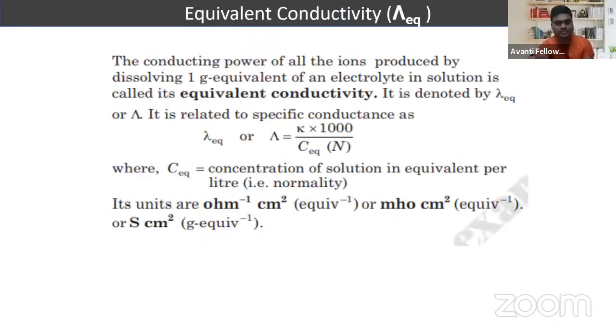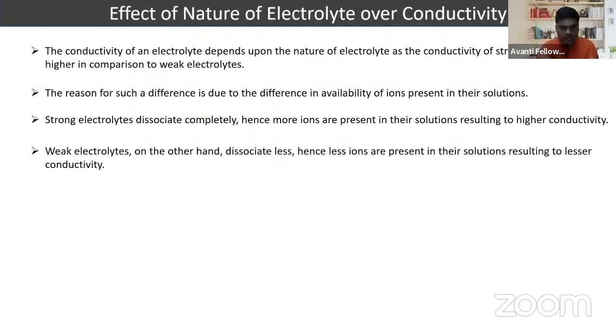Right. Now, what is equivalent conductivity? Basically, the conducting power of all the ions produced by dissolving 1 gram equivalent of an electrolyte in solution is called equivalent conductivity. It is denoted by lambda eq. It is related to the specific conductance as follows. Right. Where CEQ is the concentration of the solution in equivalents per liter, and its unit is ohm inverse centimeter square equivalent inverse.